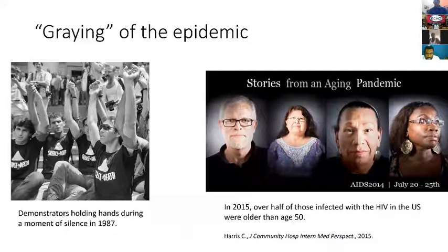So there's been what we call a graying of the epidemic. To the right of this slide is an image from 1987, the very early days after the discovery of HIV as a cause of AIDS, when AIDS was primarily, at least in the US, a disease of young gay men. And fast forward 30 odd years, it's now a disease where the face of HIV is of an older person. So in 2015, over half of those persons infected with HIV in the United States were older than age 50. And that has significance with respect to the disease burden that we see going forward and what the response has to be from a public health standpoint.